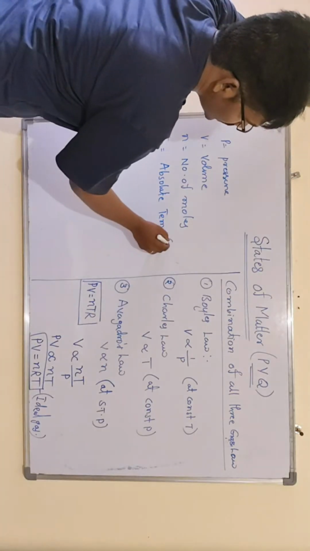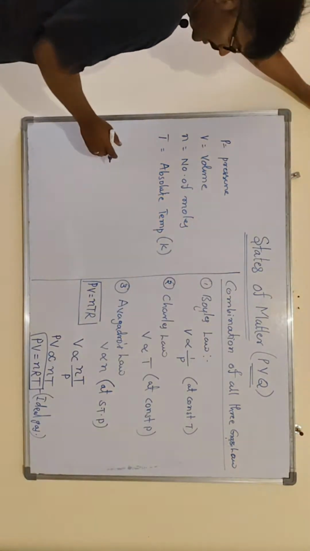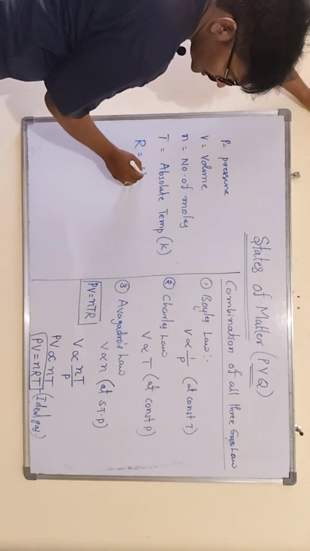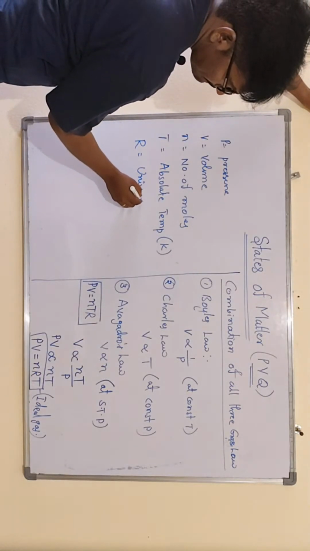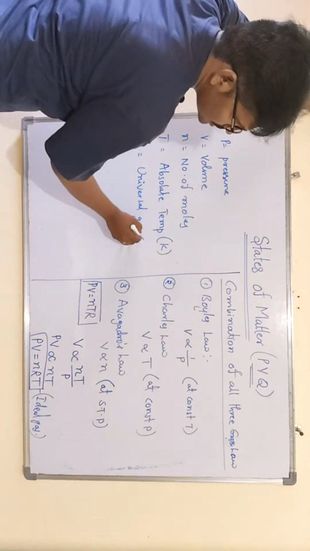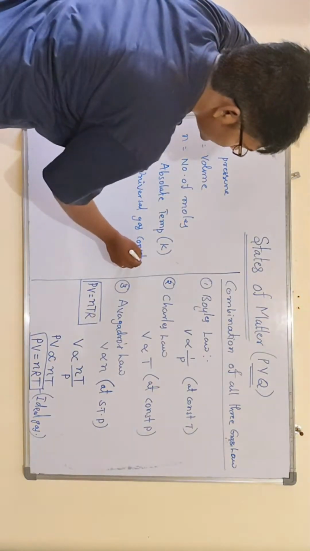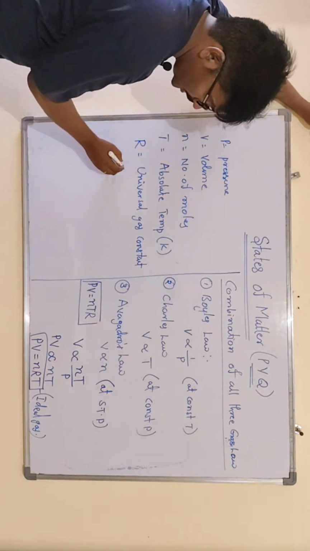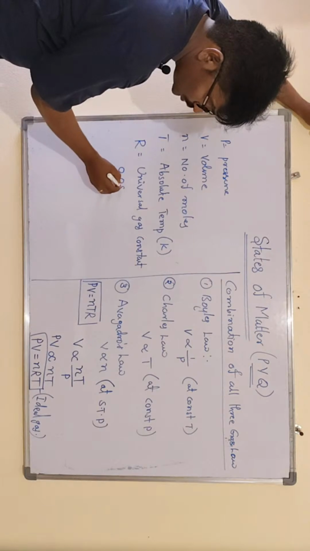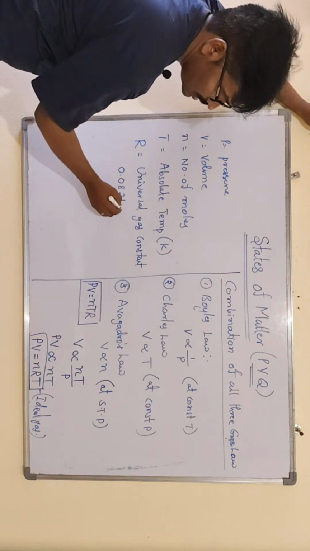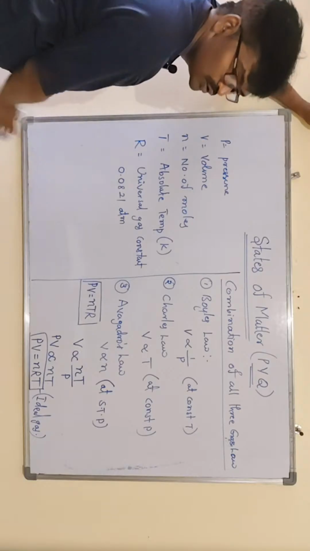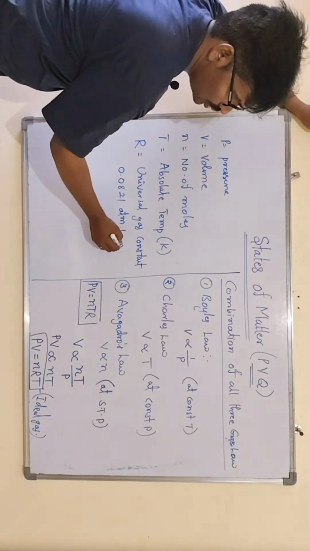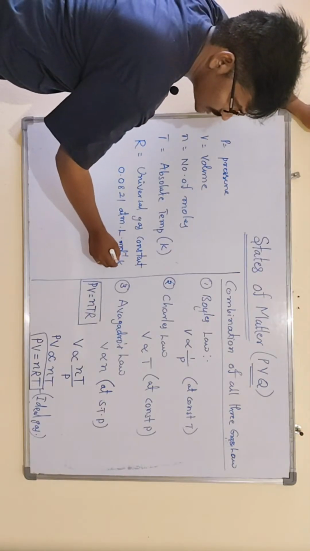Nothing but you have to take in the Kelvin side. Then next one, what will be there? R, that is the universal gas constant, or ideal gas constant we call. The value of the universal gas constant, you can take it as 0.0821 atmospheres, liters, mole inverse, Kelvin inverse.